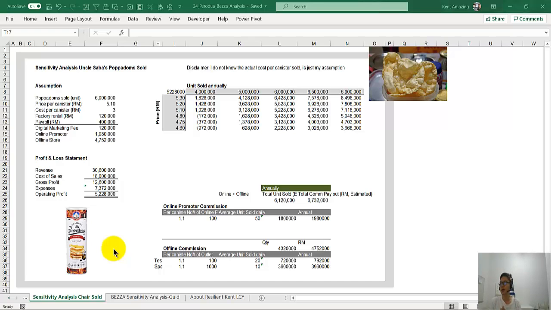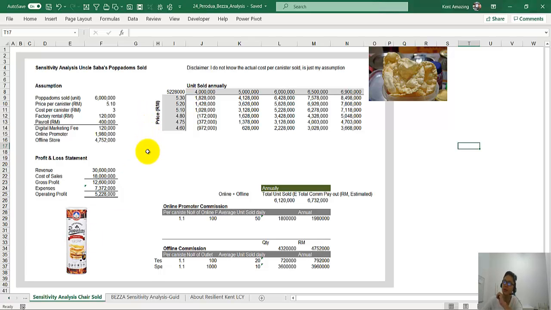Now, in today's study, I want to share with you what sensitivity analysis is. Take for example a product that I recently bought. It's called Poppadoms, by Angga Sabah. So I bought it, and I wonder what the cost structure is like.